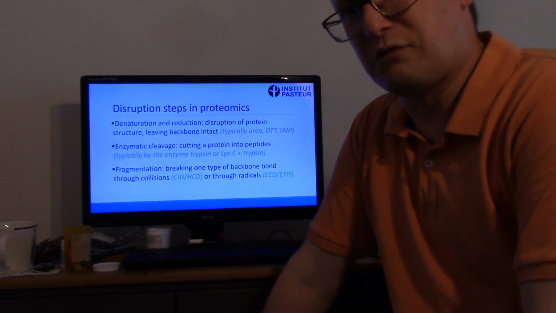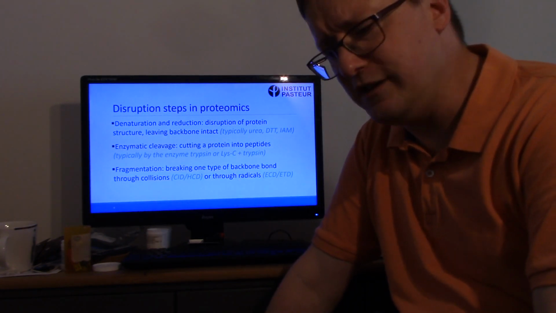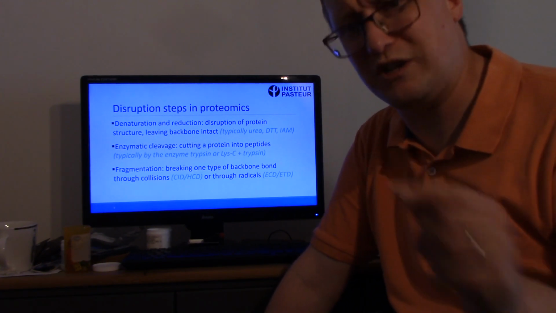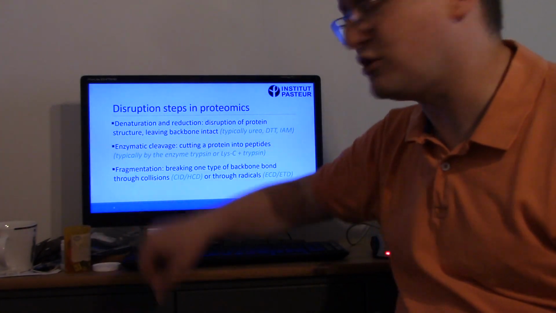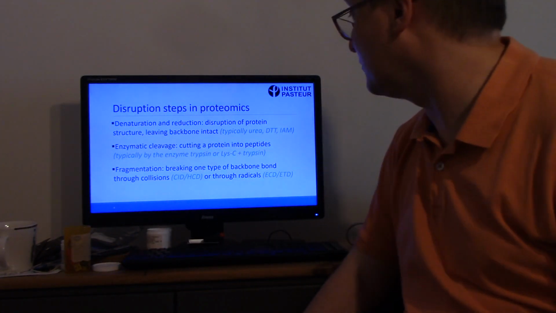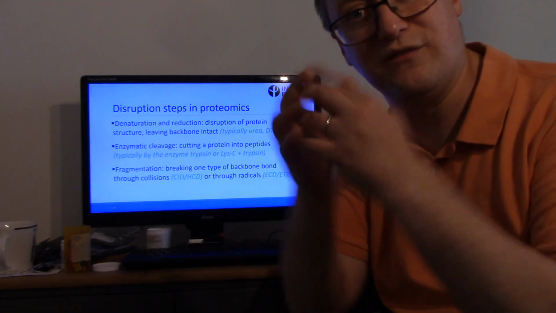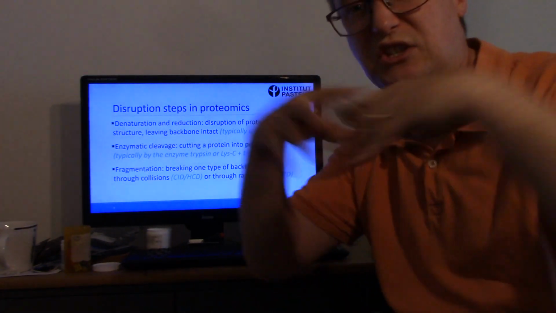But there are quite a few disruption steps along the way, and I find that students sometimes struggle with figuring out which one is which. So let's work through them in order. We start with the problem of denaturation and reduction. So we need to denature the proteins. They have these very complex 3D structures. We want them to stretch out.